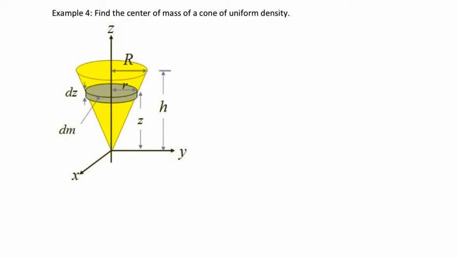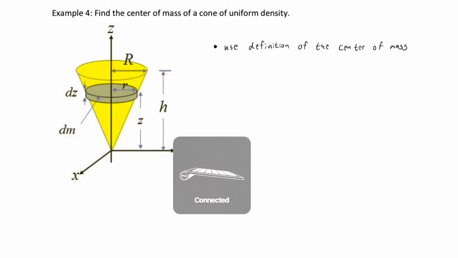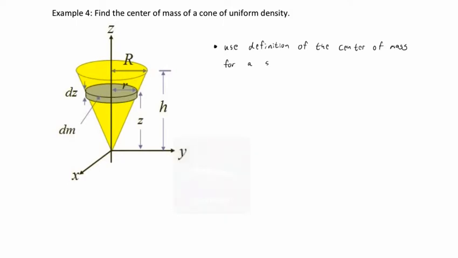Okay, in this example, we're going to do a symbolic derivation, finding the center of mass of a cone of uniform density. Here, our cone lies along the z-axis, and so we know that our key idea is going to be to use the definition of the center of mass. And specifically for a solid continuous object like this cone here.